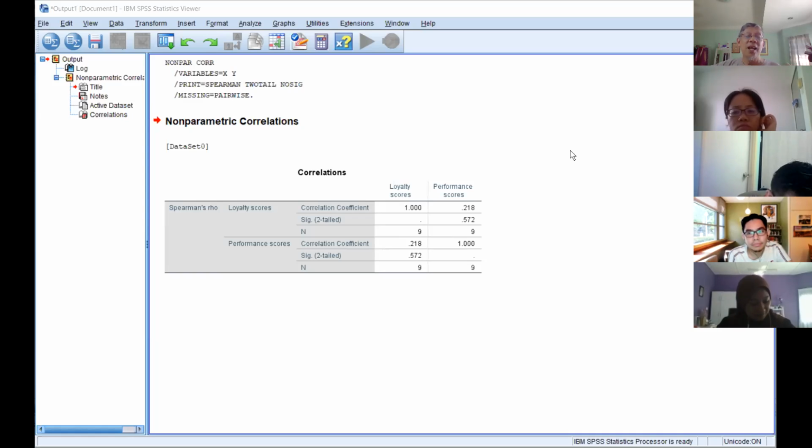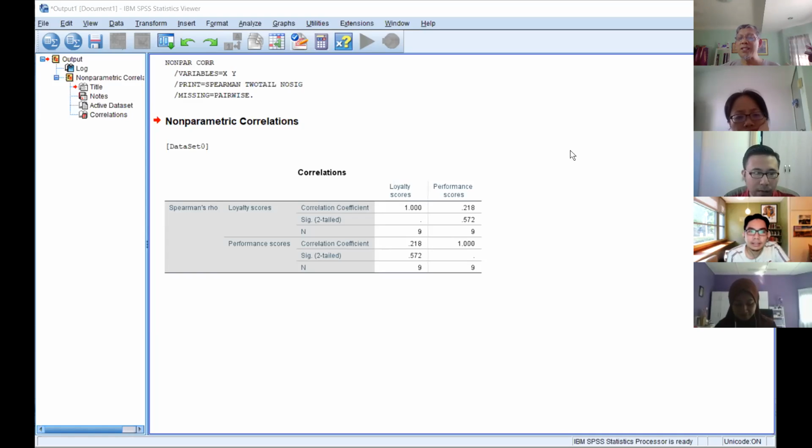Question 2E. What can you conclude based on the above hypothesis test? What would be your conclusion based on the above hypothesis test? So what can we conclude? There is no significant relationship.